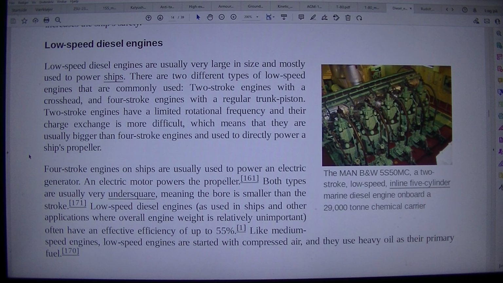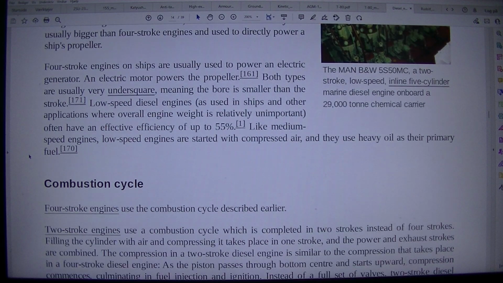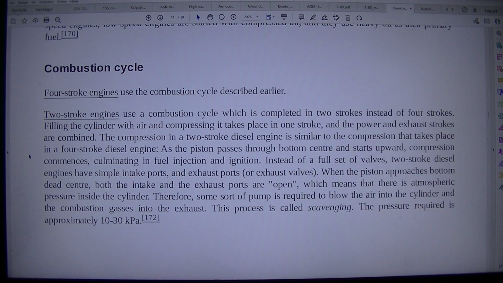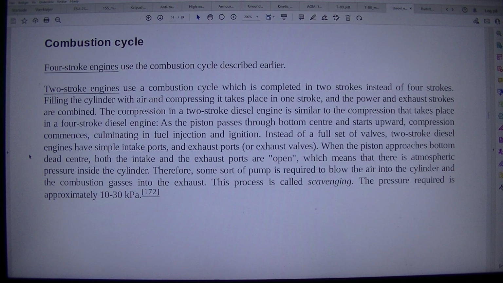Combustion cycle. Four-stroke engines use the combustion cycle described earlier. Two-stroke engines use a combustion cycle which is completed in two strokes instead of four strokes. Filling the cylinder with air and compressing it takes place in one stroke, and the power and exhaust strokes are combined. The compression in a two-stroke diesel engine is similar to the compression that takes place in a four-stroke diesel engine. As the piston passes through bottom center and starts upward, compression commences, culminating in fuel injection and ignition.